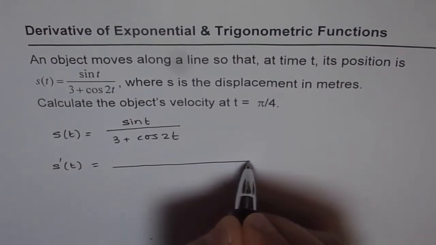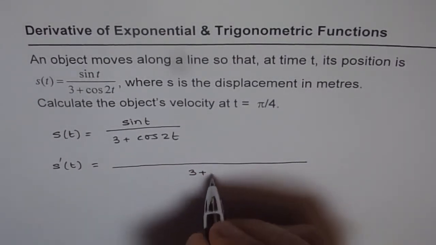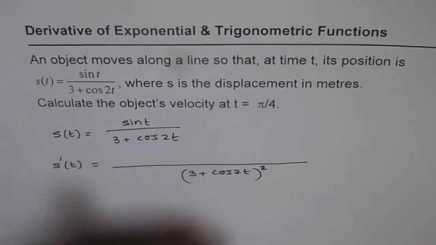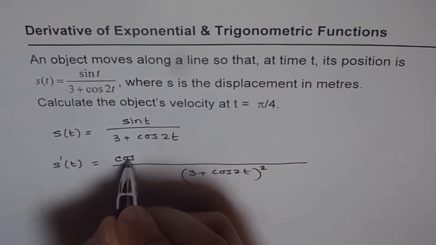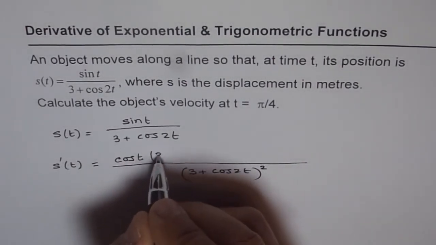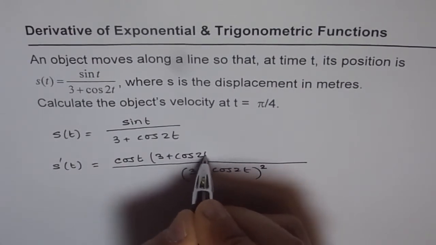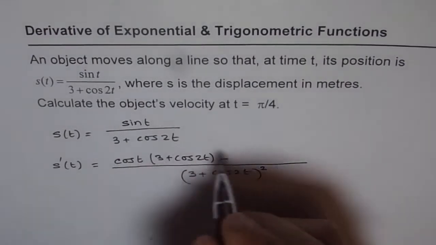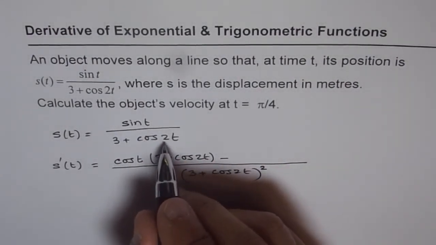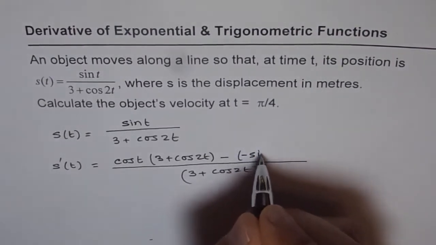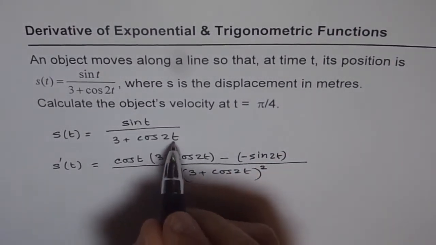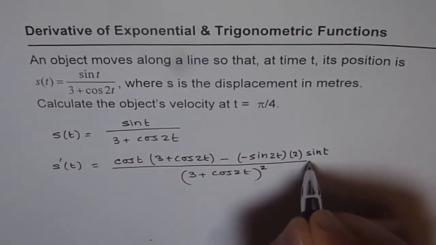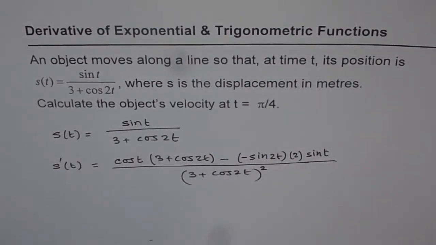So we'll have the denominator squared, which is 3 plus cos 2t whole square, and the numerator: derivative of sine t, which is cos t, times 3 plus cos 2t, minus the derivative of 3 plus cos 2t, which is, derivative of cos 2t will be minus sine 2t, times derivative of 2t, which is 2, times the first function, which is sine t. So that's the derivative of the given function.